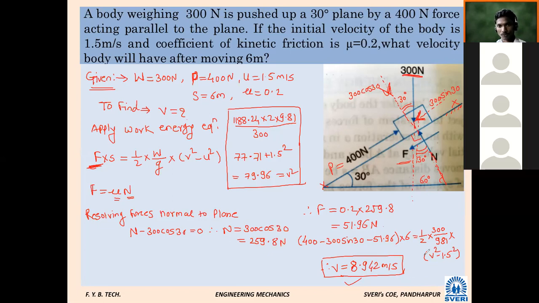Though the initial velocity was 1.5, once the forceful push of 400 Newton is applied, finally it will have velocity 8.94. This is the way D'Alembert's principle and work energy equations are used to solve dynamic problems, or to convert a dynamic problem into a static problem. Have you understood? Yes, sir. Shall I give one more?